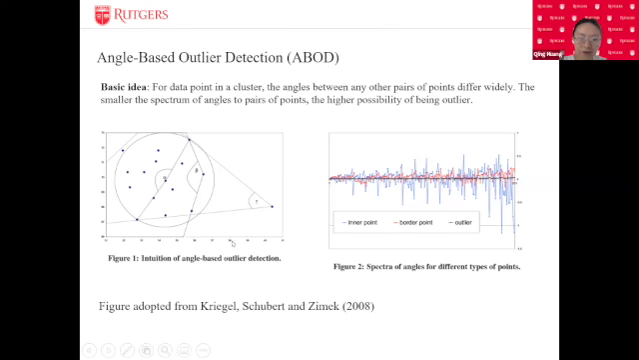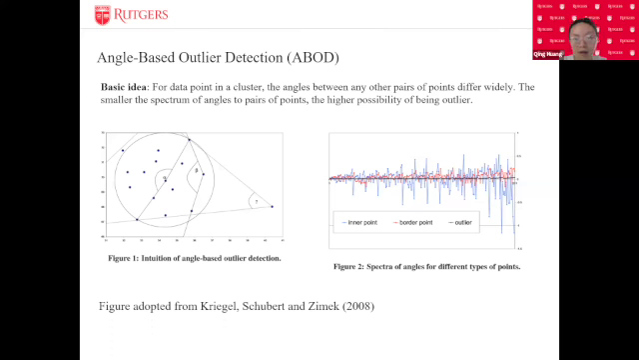Let's look at figure 1 here. We have 3 data points, alpha, beta, and gamma. And alpha is surrounded by a lot of other data points in the whole data set. So the variance of this data point to any other data is very large.